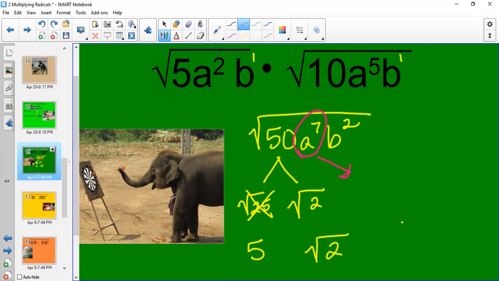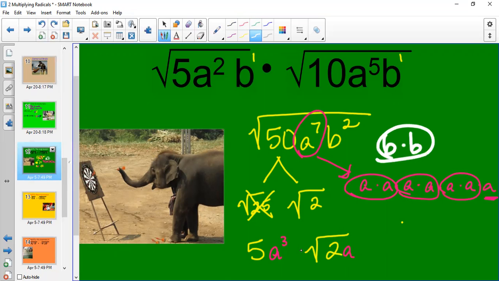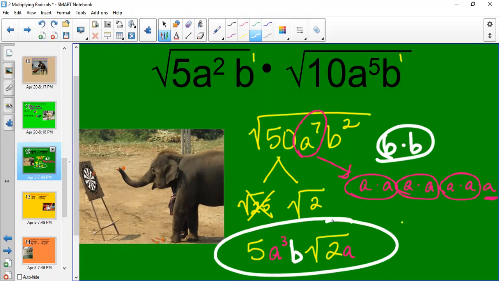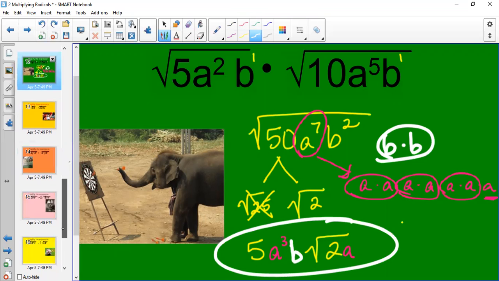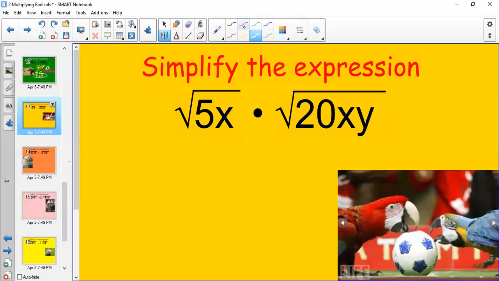Remember, we expand it and we say how many pairs there were. So 4, 5, 6, 7. We had 1 pair, 2 pairs, 3 pairs. So pairs go out front, so that would be a to the 3rd. And then we had 1 a left over, that stays inside. For the b's, we had b times b. That was just 1 pair. Again, pairs go out front. Nothing was left over. So the final answer here is 5 a to the 3rd b times the square root of 2a.